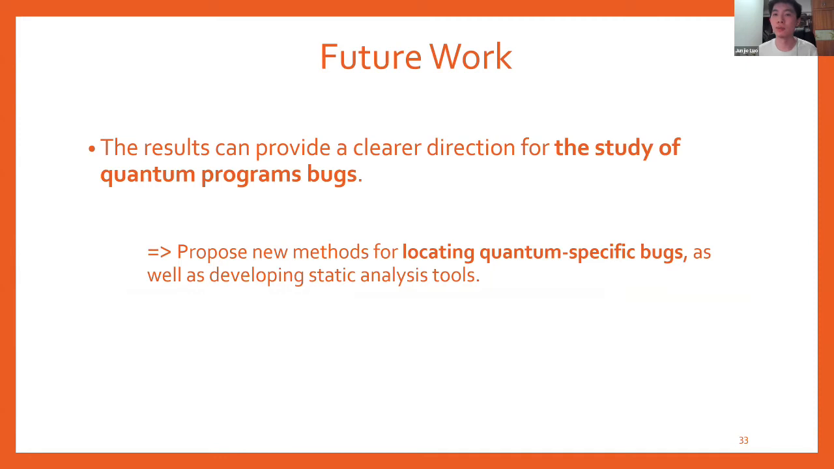Also, the results can provide a clear direction for the study of quantum program bugs. For example, the results show some bug patterns in quantum programs and analyze the frequency of each bug pattern. Based on these patterns that we have summarized, our future work can propose new methods for locating quantum-specific bugs as well as developing static analysis tools.